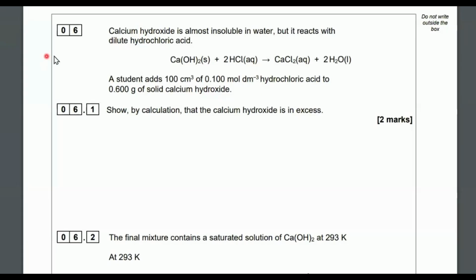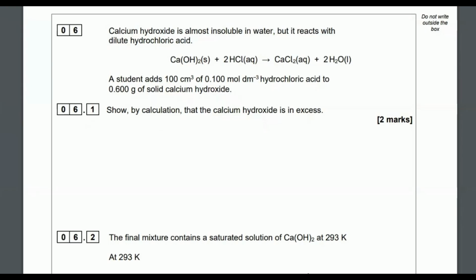Let's get into it. Question 6: calcium hydroxide is almost insoluble in water, but it reacts with dilute hydrochloric acid. We can see Ca(OH)2 solid plus 2HCl aqueous goes to CaCl2 aqueous plus 2 water molecules in liquid form. A student adds 100 centimeter cubed of 0.1 mole per decimeter cubed hydrochloric acid to 0.600 grams of solid calcium hydroxide. 6.1 for 2 marks: show by calculation that the calcium hydroxide is in excess.